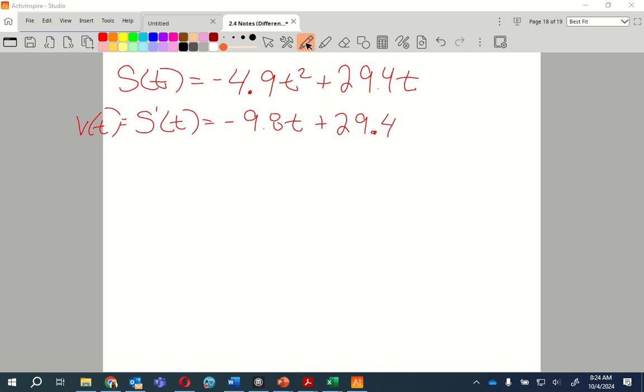So, anyway, it said s of 1, right? Or, I'm sorry, v of 1. So v of 1 is going to be, let me see, negative 9.8 plus 29.4, which is 19.6? Is that what it is? You guys are better at math than I am, so I need your help.